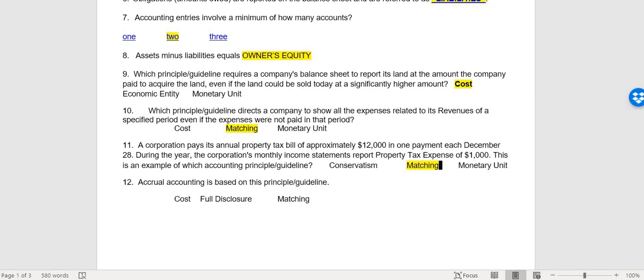Notice the principles that I've emphasized here, cost and matching. Why did I do that? Because they're the 2 big boys.